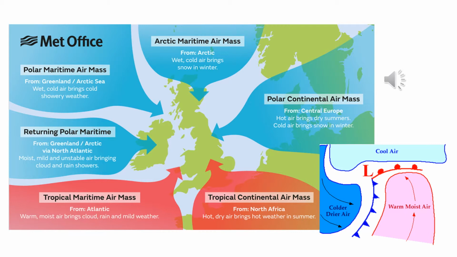Air mass is the volume of air defined by its temperature and water vapor content. These are classified according to their latitude and their continental or maritime region. As is shown on this image, there are 6 different regions.